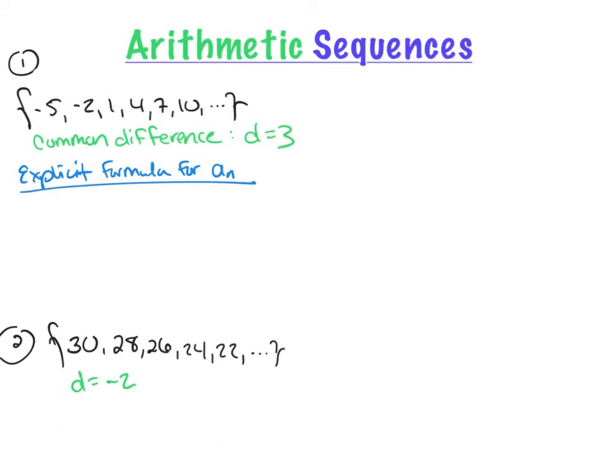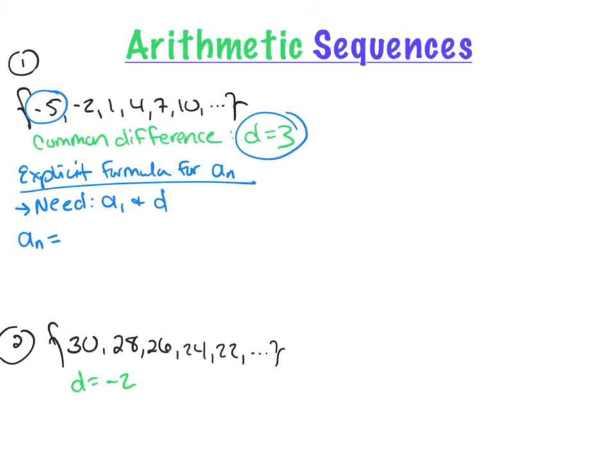Okay, there are two pieces that we need to find an explicit formula for any arithmetic sequence. We're going to need the first term and the common difference. Those are the two things we need. And fortunately for this one, we have each one of those. We have -5 and we have 3. And if you'll permit me, for this first example, I want to show you where the formula comes from that we're going to use for our explicit formula.